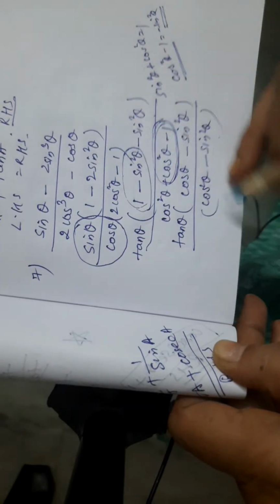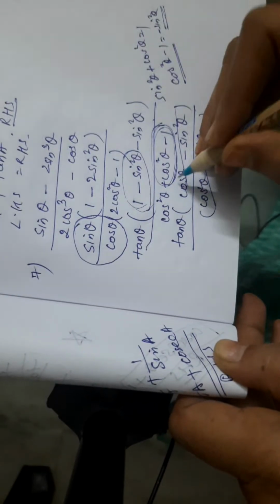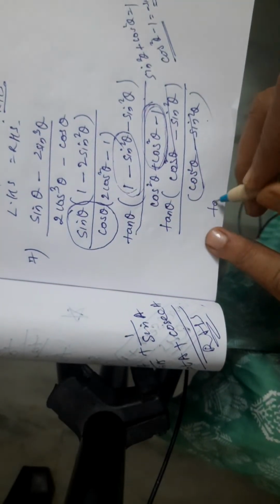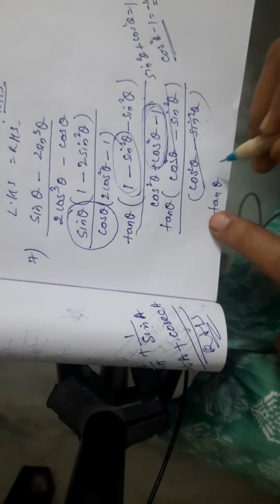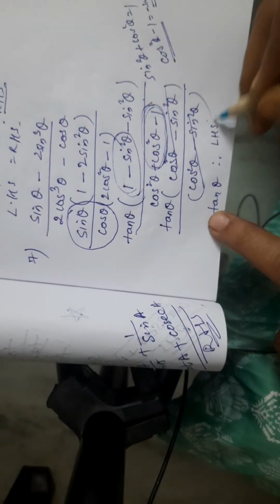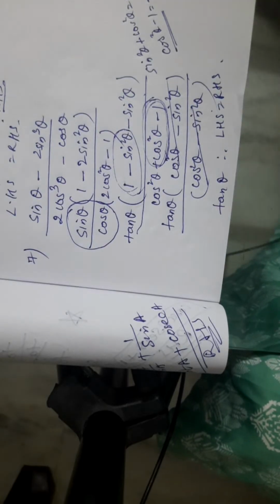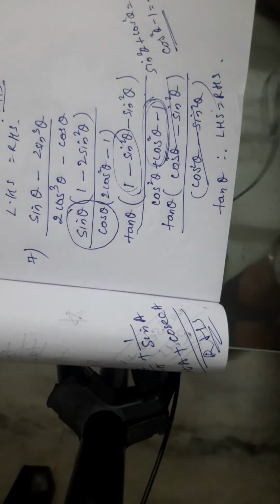Now both the terms are the same, so they will get cancelled. Finally, we are left with tan theta. So this is what we needed to prove. Thus we made LHS equal to RHS. So this we completed, 7 questions. So are they clear to you?